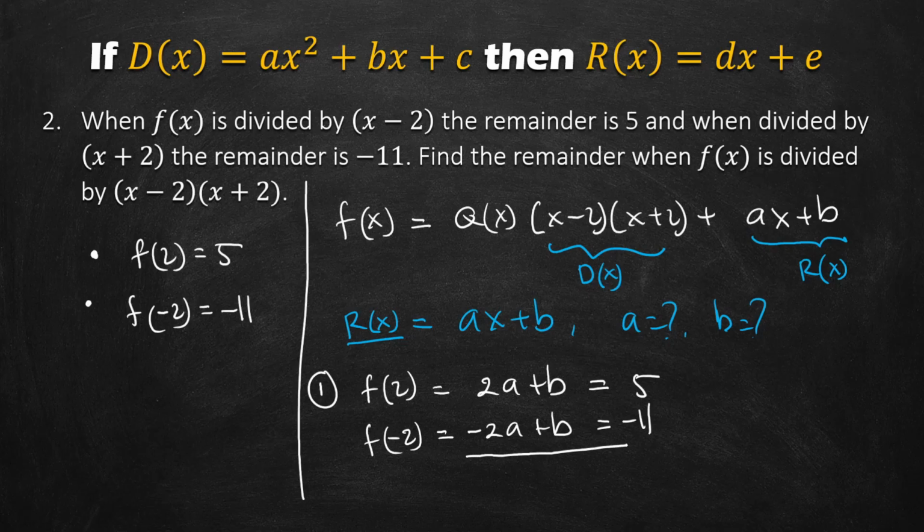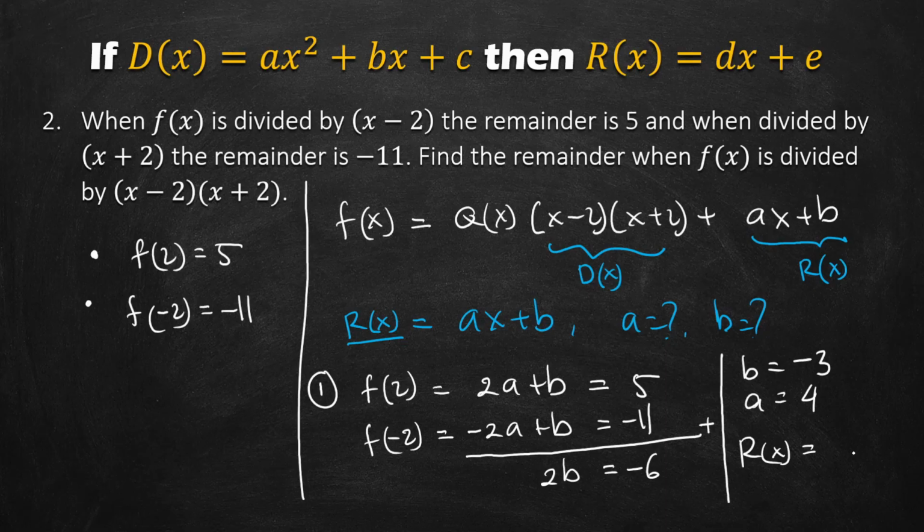Same thing, we will eliminate this one using plus, so we will get 2b = -6. So b will be equal to -3. It means that 2a will be 8. If 2a is 8, then a will be equal to 4. So with that, r(x) must be 4x - 3. So this is the answer.